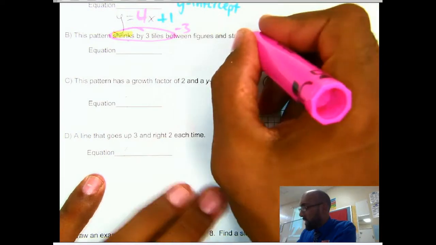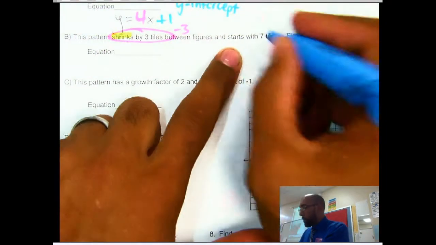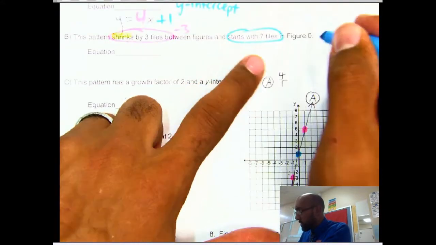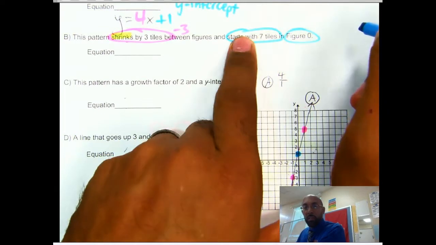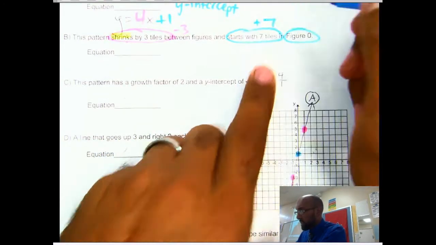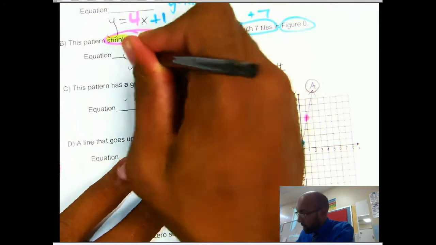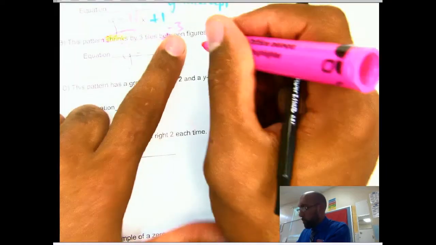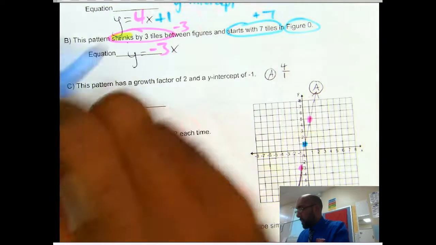Then the next one says, and starts, there's a key word. I know right away that's the start. Starts with 7 tiles. Figure 0, there's another key word, figure 0, so then the start is 7. And it's plus 7 because it doesn't say starts with minus. So again the equation is y equals minus 3x, then plus 7.